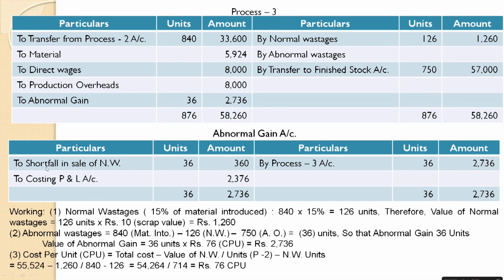Why is it considered a shortfall? Because it is an abnormal gain which is posted on the debit side, which is actually the input side, and that is why it is considered a shortfall. So, shortfall in sale of normal wastage is 36 units, 360 rupees.